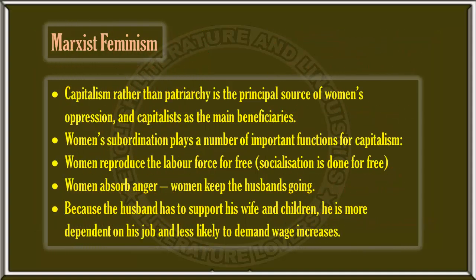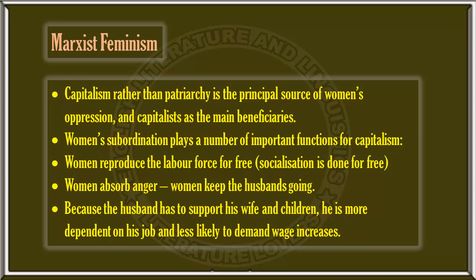Dear student, in the types of feminism, next comes Marxist feminism. What Marxist feminism says, its main features, are the following. Marxist feminism says that capitalism rather than patriarchy is the principal source of women's oppression, with capitalists as the main beneficiaries. Women's subordination plays a number of important functions for capitalism. Women reproduce the labor force for free, and women absorb anger, or keep the husbands going.